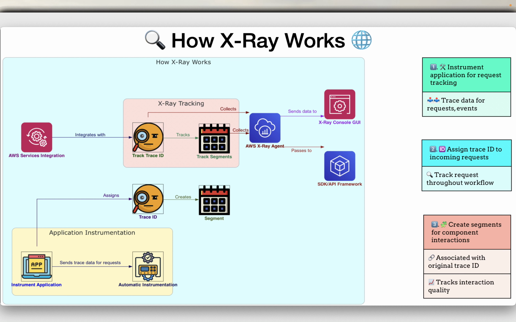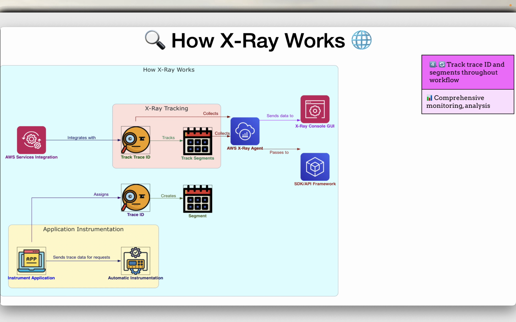If your application interacts with another component, X-Ray creates a segment. This segment is associated with the original trace ID and tracks the quality of the interaction with that component. X-Ray tracks the trace ID and segments throughout your entire application workflow. This allows for comprehensive monitoring and analysis of the application's performance. With X-Ray, you can analyze the entire workflow or isolate a piece for detailed analysis. This flexibility enables developers to identify and troubleshoot issues effectively.